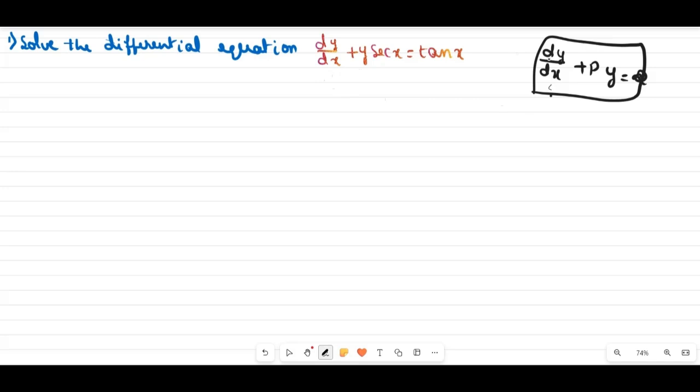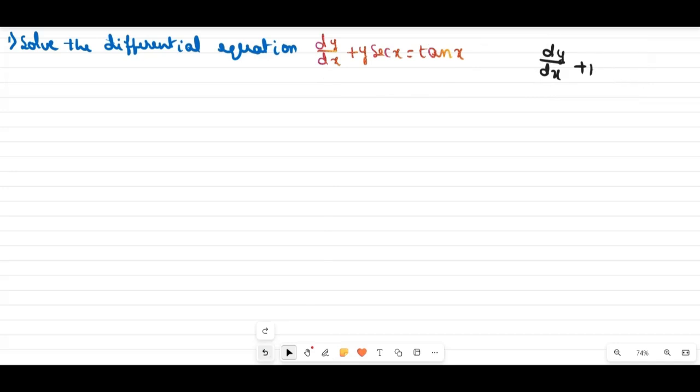In the given question, in place of dy by dx we have dy by dx plus Py. Here, in the place of P we have secant x, and in the place of Q we have tan x. This is what a linear differential equation looks like. So let us solve this linear differential equation.